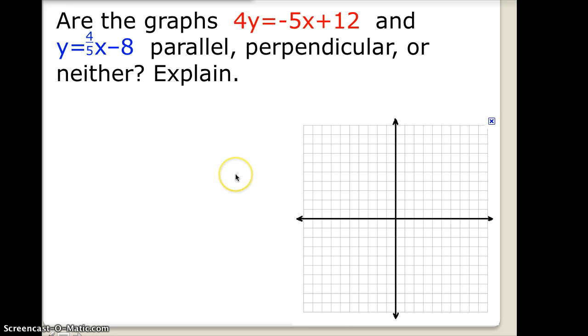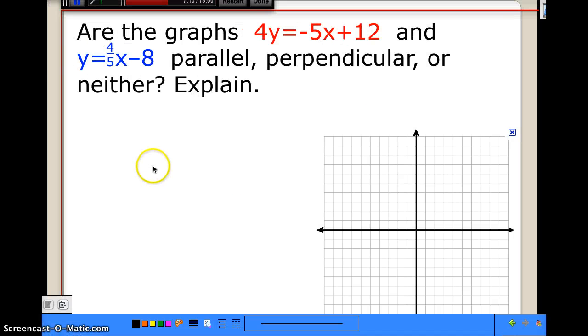It says, are the graphs for y equals -5x plus 12 and y equals 4/5 x minus 8 parallel, perpendicular, or neither? Go ahead and explain. Well, really what it comes down to is we have to find the slope of each equation. So let's look at the second one, it's really easy.